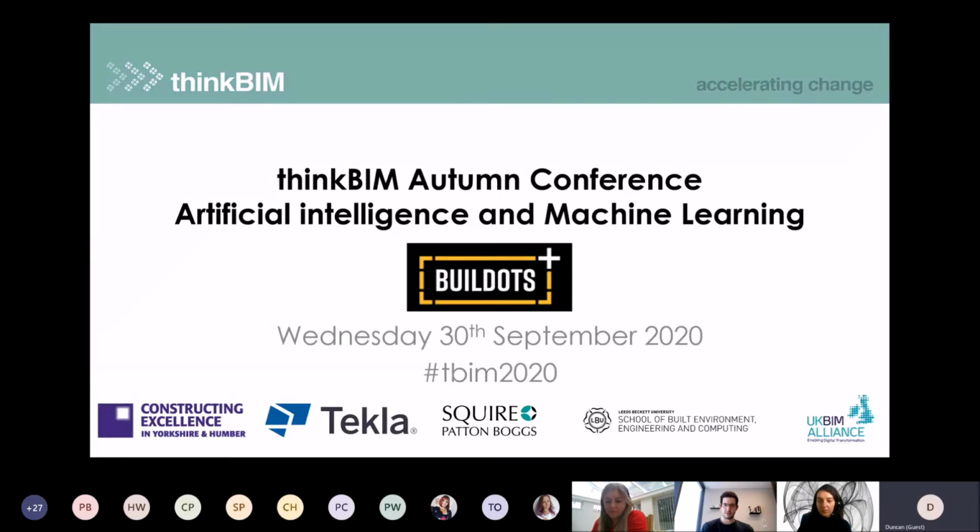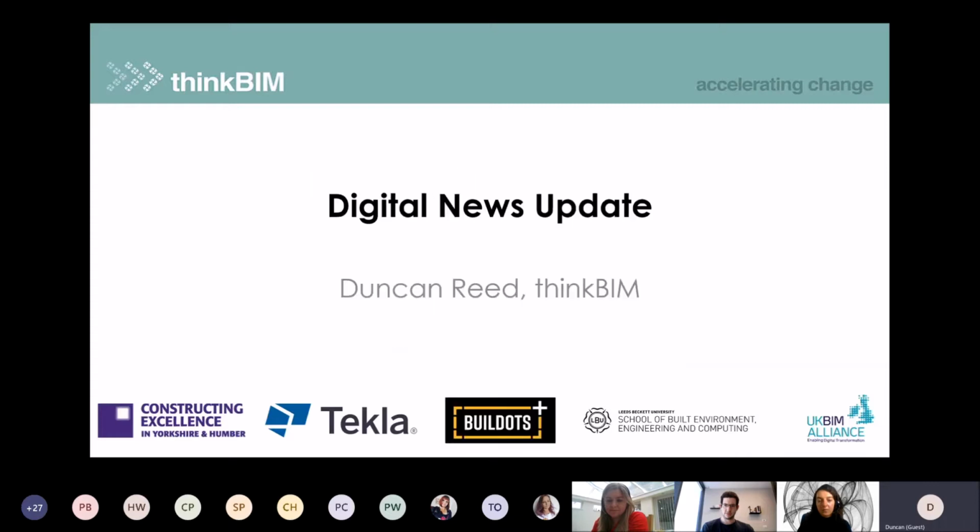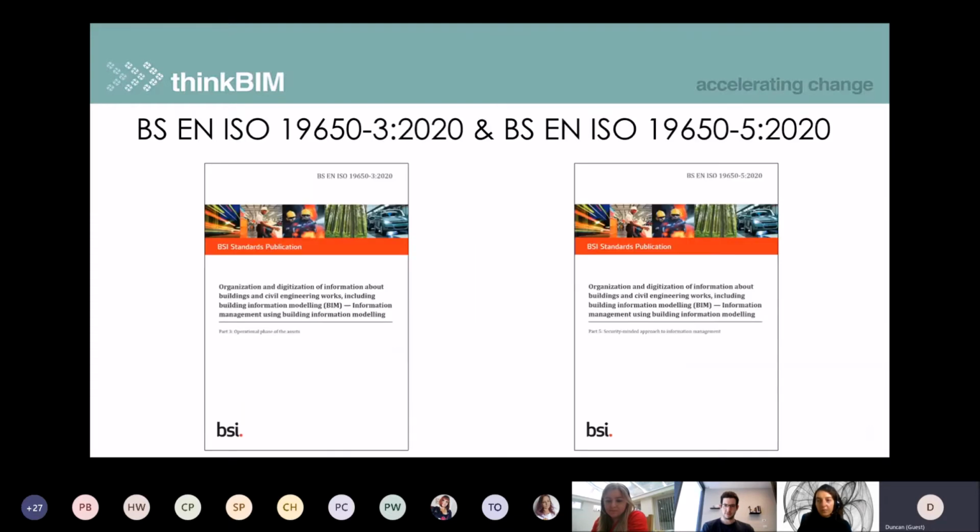And firstly now to go through our usual digital update. So what's been happening in the last 3 months or so since our last event? Well, I guess the major thing for us all is we now have 2 new ISO standards, ISO 19650 Part 3 and 19650 Part 5, to add to the suite of global standards for digital adoption of BIM.